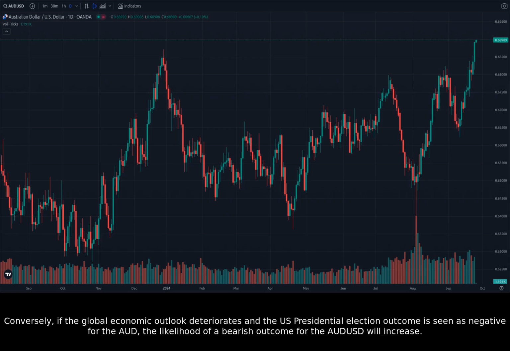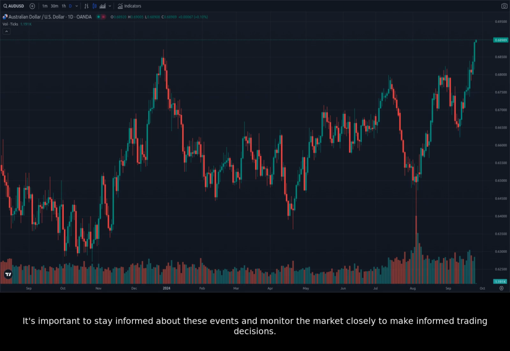Conversely, if the global economic outlook deteriorates and the US presidential election outcome is seen as negative for the AUD, the likelihood of a bearish outcome for the AUDUSD will increase. It's important to stay informed about these events and monitor the market closely to make informed trading decisions.